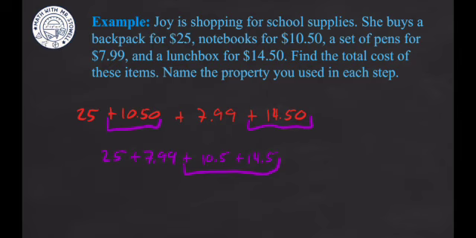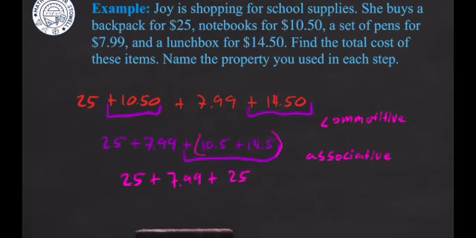Well, 10.5 plus 14.5 is going to end up to be $25, right? It's going to be $25. So we had 25 plus 7.99 plus 25 more, right? So the first thing we did was commutative. Second thing we did was associative, meaning we did this group first.